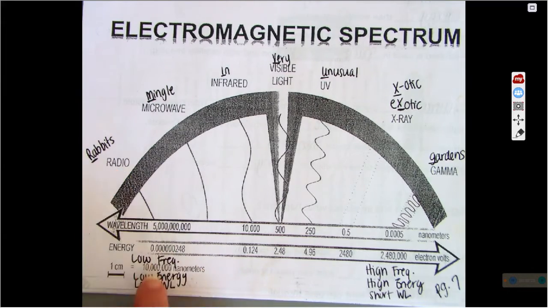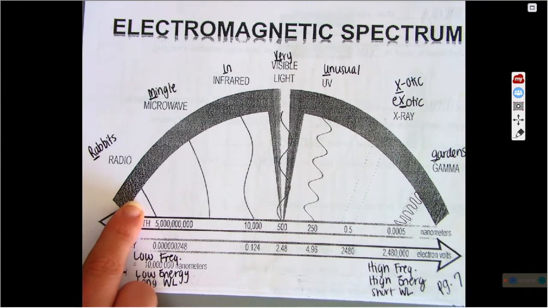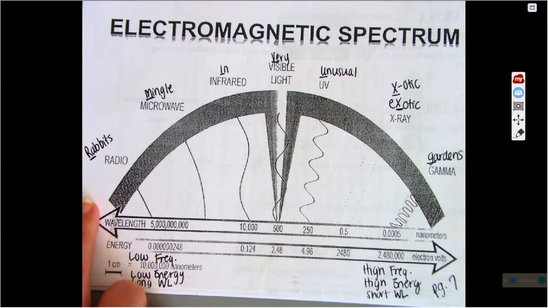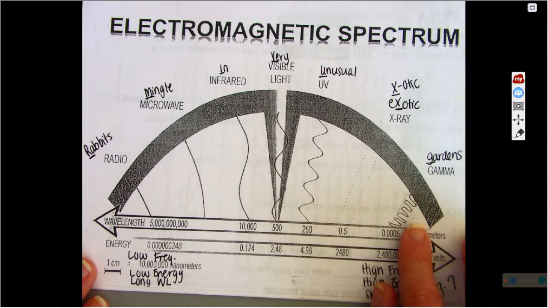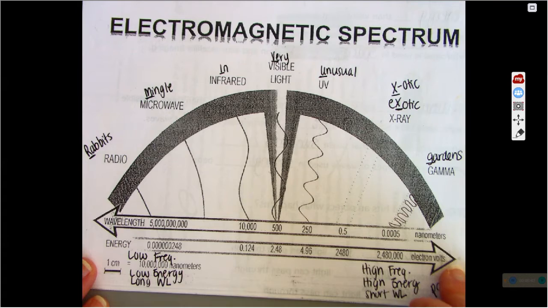Rabbits stands for radio waves. What you'll notice is here I can't even see one complete wave. That means the wavelength is very, very long. The frequency is very low. It's a very slow wave. As opposed to gamma over here, they're very, very close together. They have a very high frequency, very high energy, and a very short wavelength.